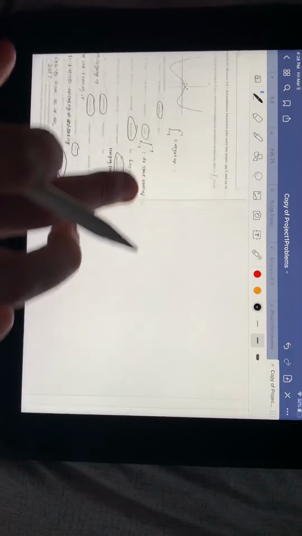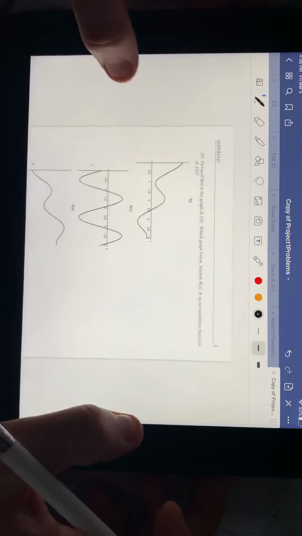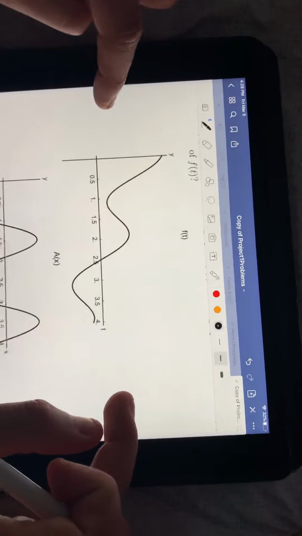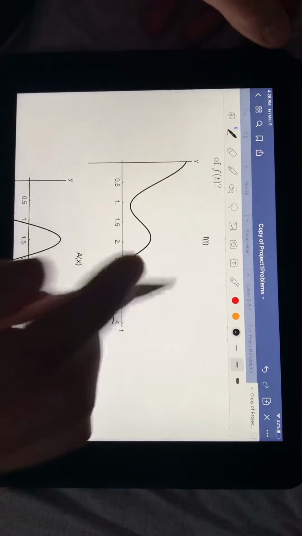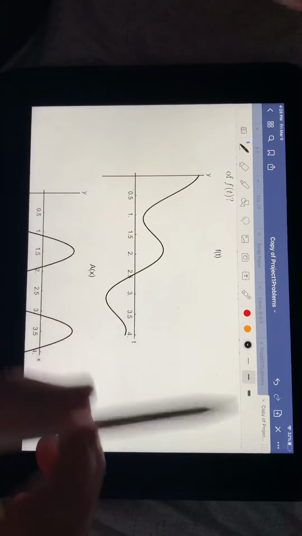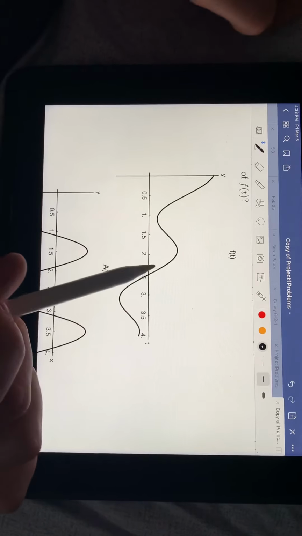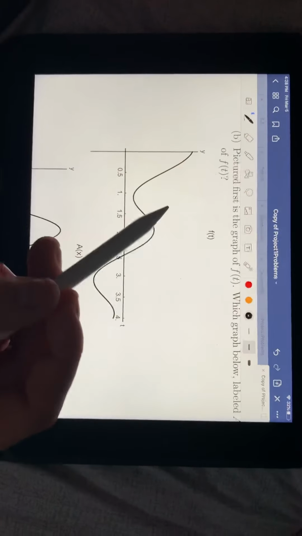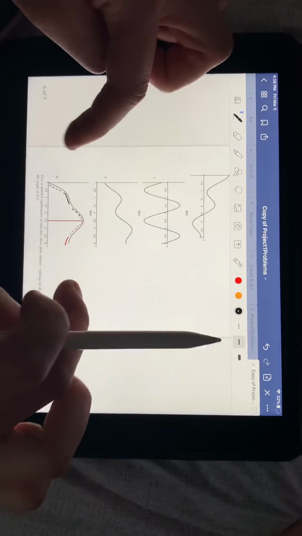Stop for now. Then letter B, we have this graph here. What's the accumulation function of this single graph right here? Well, this graph decreases, but it's still positive. It never crosses the x-axis until 2.5. So all it is doing is increasing slower. So let's look at this one here.